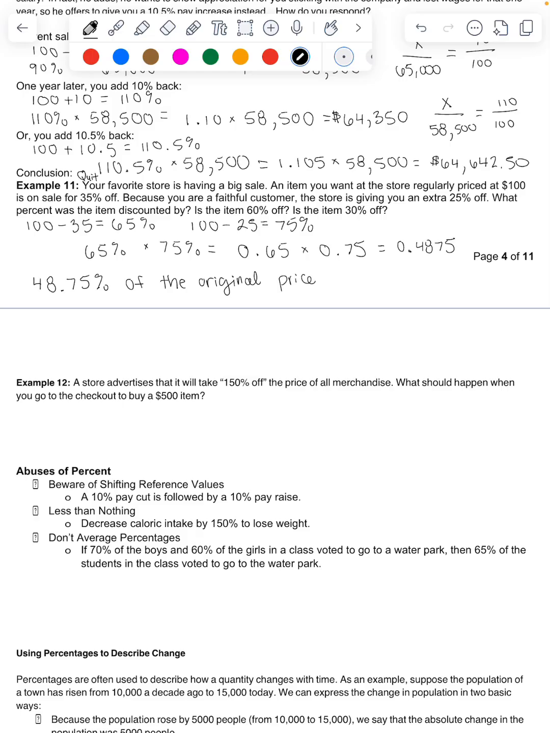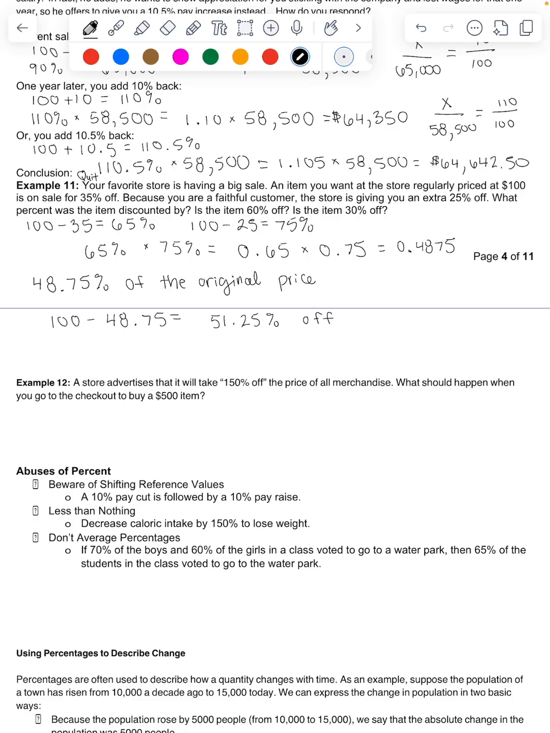But it didn't ask me what percent of the original price. It asked me what percent off. What percent was the item discounted by? So it would be discounted by 100 minus 48.75, which is 51.25% off.